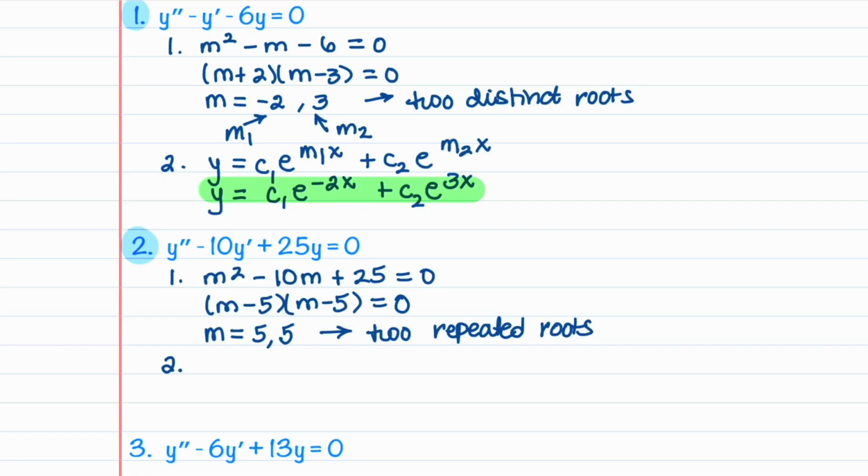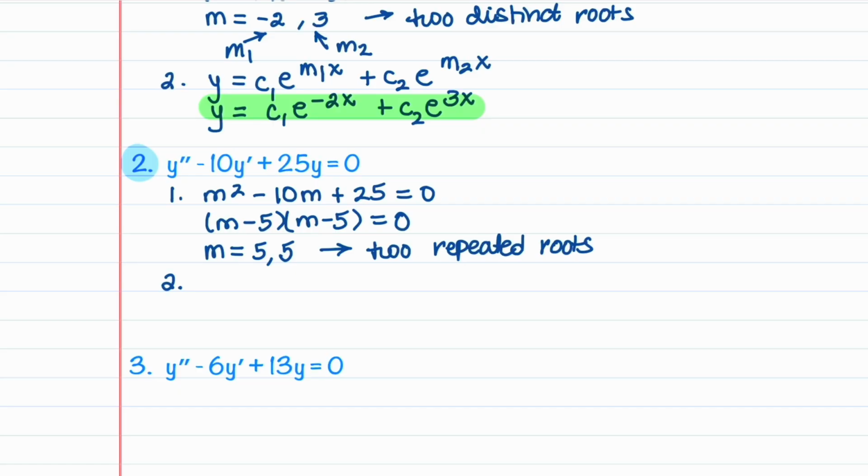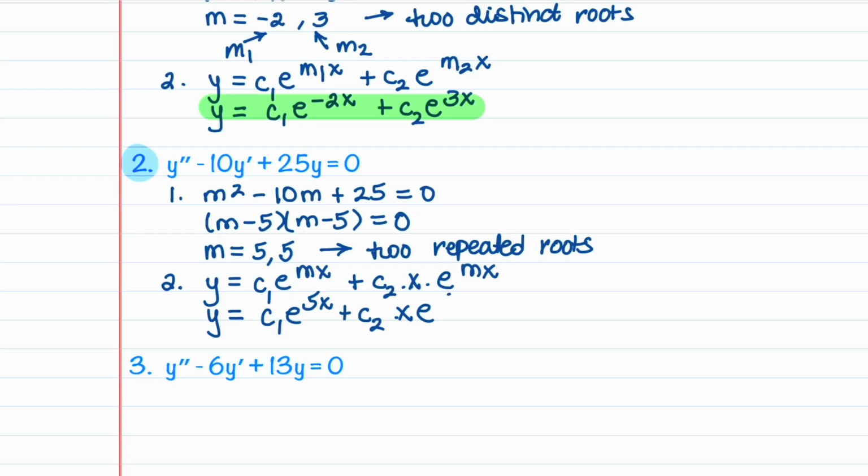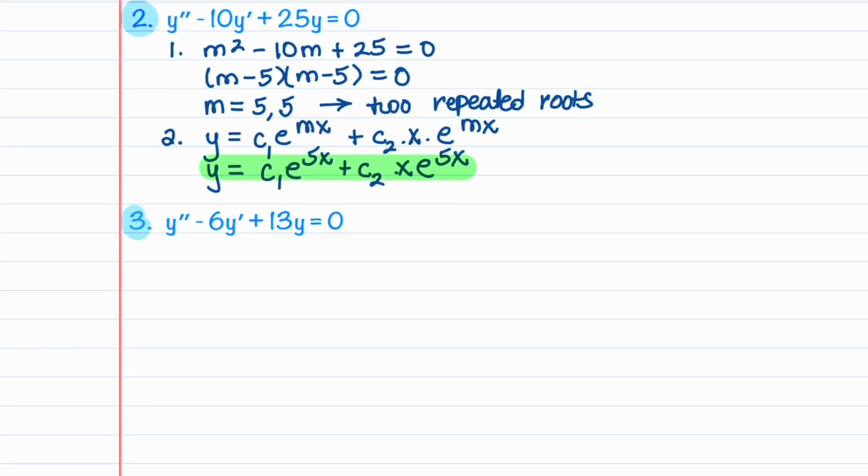For step 2, let's start by writing down the general form for our solution. Because we have 2 repeated roots, the general solution is going to look like this. Y is equal to c1e to the mx plus c2 times x e to the mx. Our solution then is y is equal to c1e to the 5x plus c2 times x e to the 5x. You could factor out the e to the 5x, but you don't need to. I'm just going to leave our solution just like that.